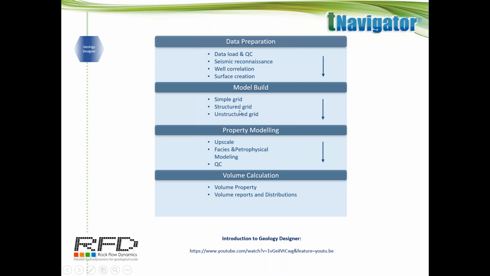And once we've built our foundations, then we can have properties to then interpolate through our grid. So that's going through to property modeling, upscaling our petrophysical parameters, so running facies and petrophysical modeling on top of that, and then being able to QC that correctly. And then going on to volumetric calculation, and then being able to output these as some sort of property, table format, etc.